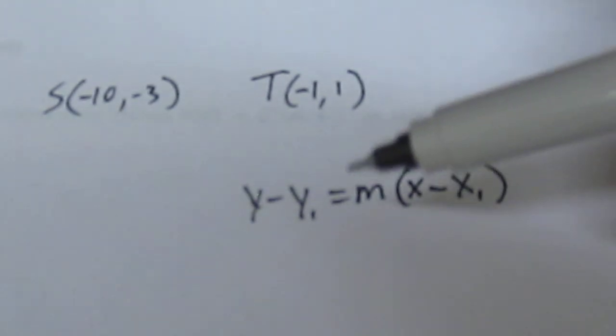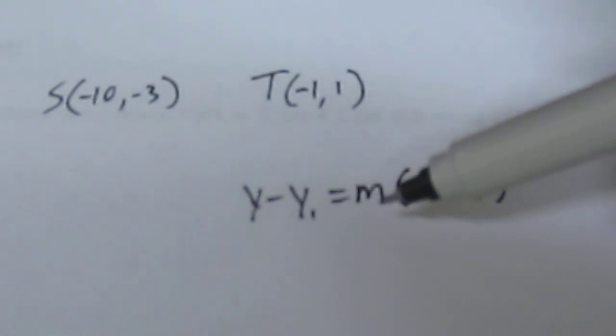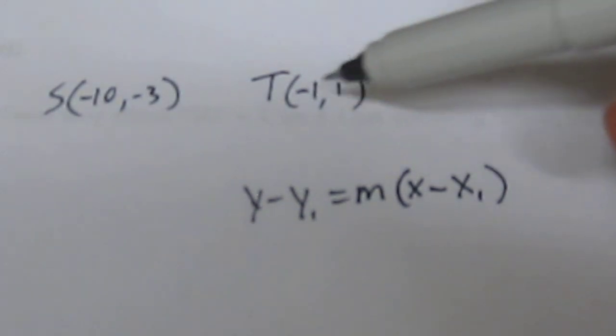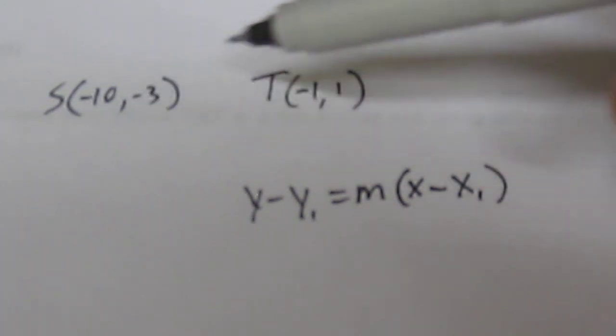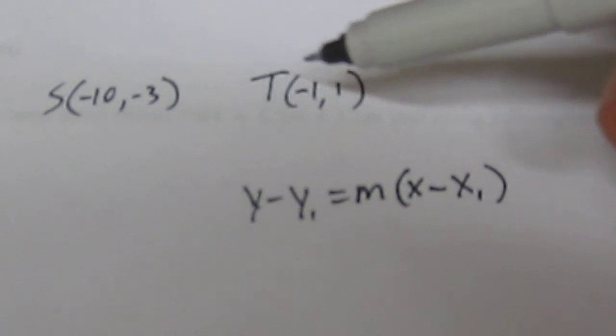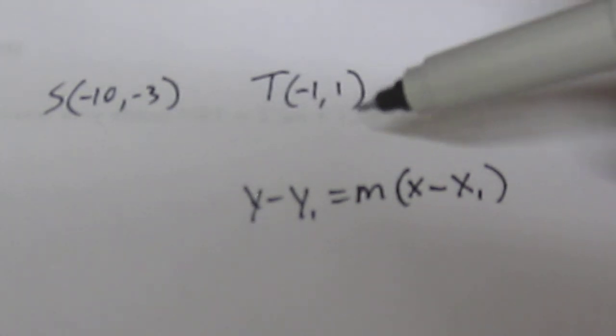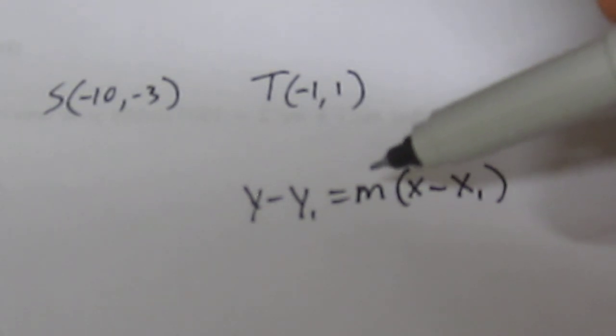Okay, now what does all this mean? M is our slope, and the y1, x1 are the coordinates of one of these 2 points. It doesn't matter which one we choose, we're just going to choose one. So let's find our linear equation. The first thing we need to find is m, which is our slope.